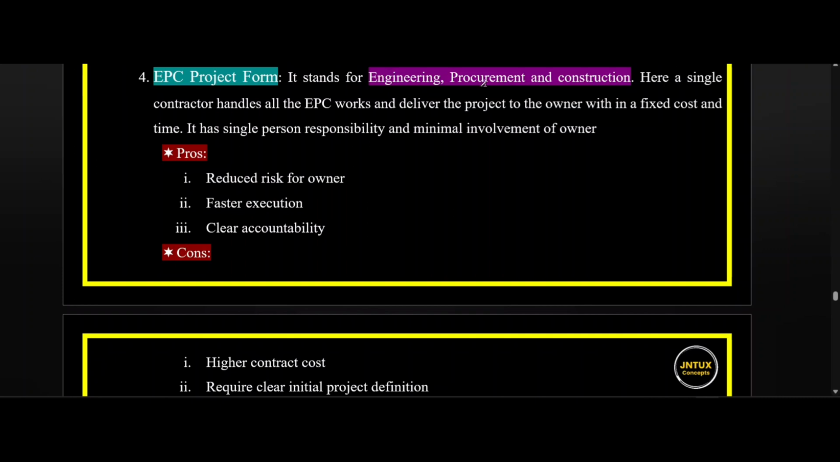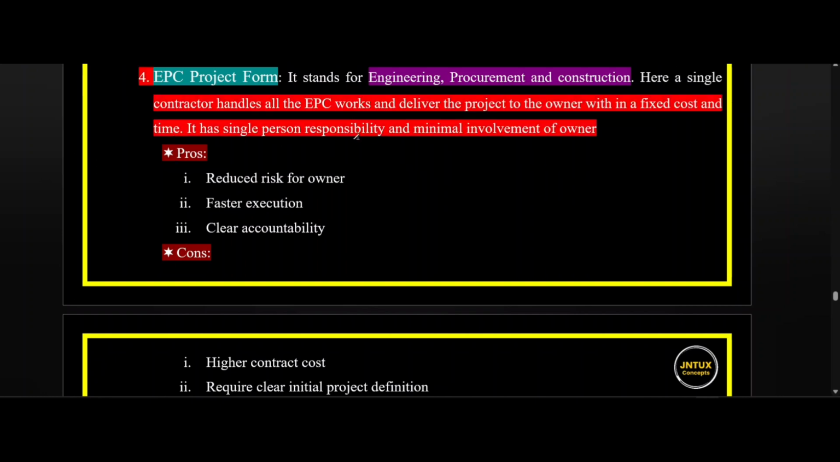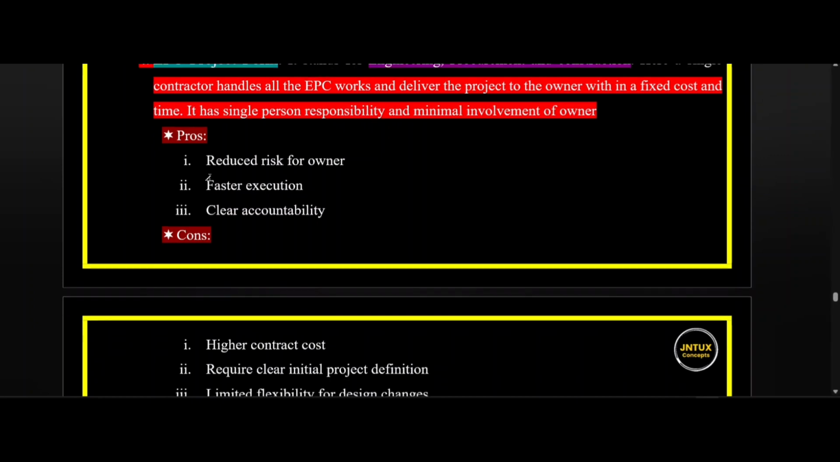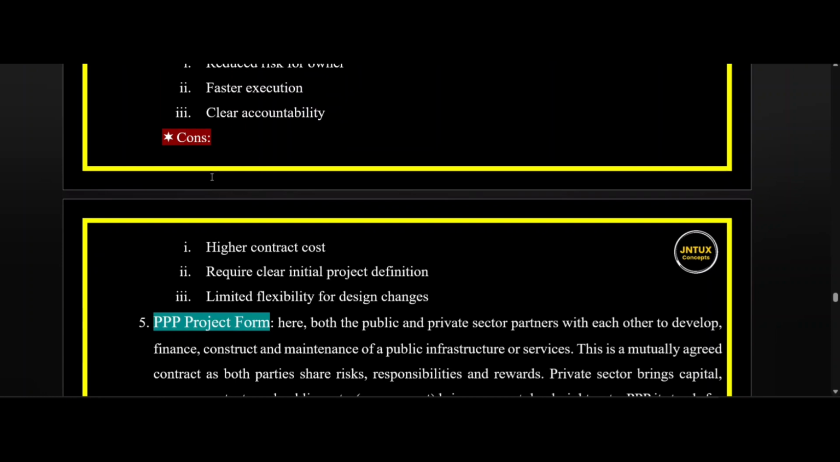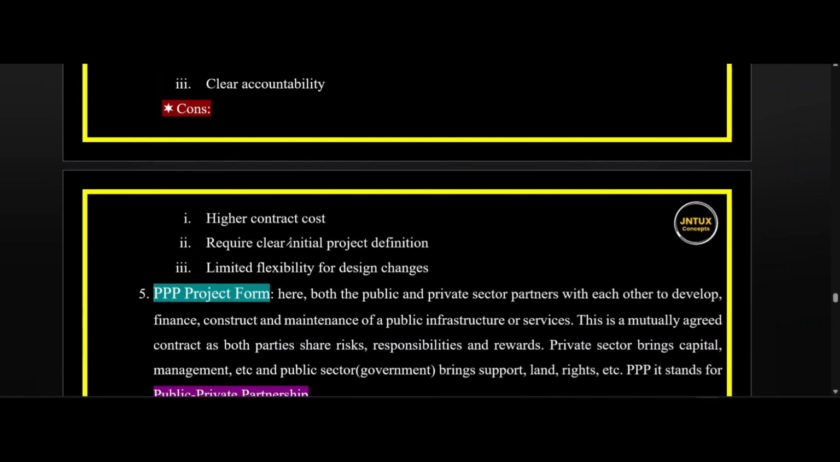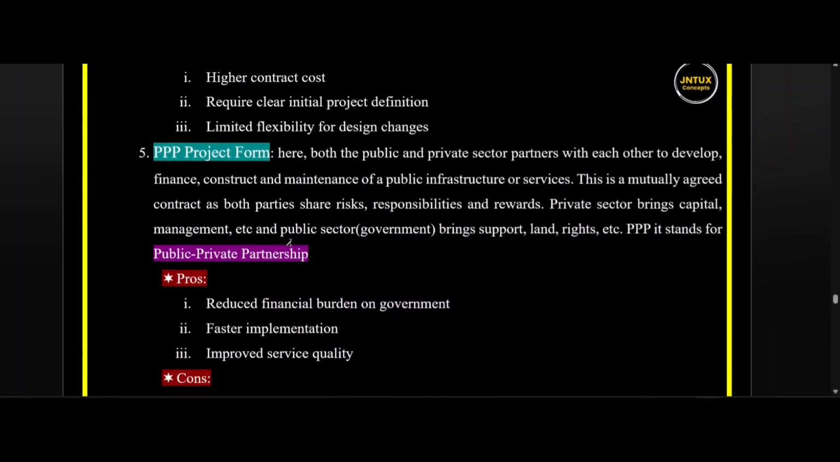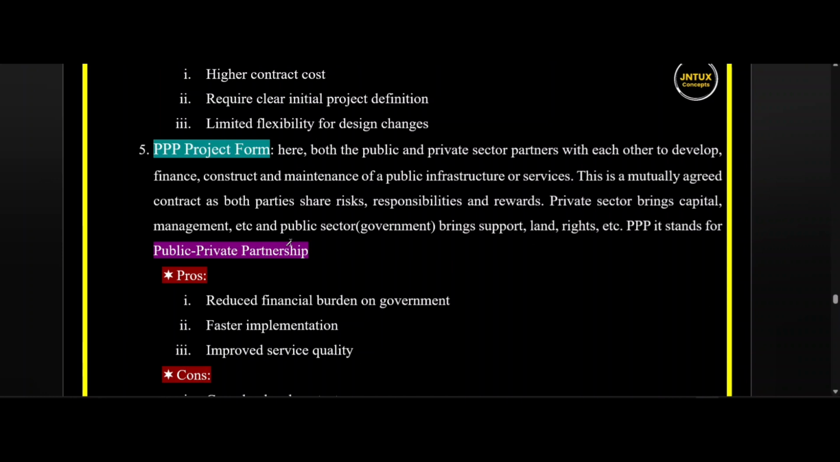It stands for engineering, procurement and construction project form. Here a single contractor handles all the EPC works and delivers the project to the owner within a fixed cost and time. It has single person responsibility and minimal involvement of owner. There are some pros for this type of project form. They are reduced risk for owner, faster execution of project, clear accountability of the project by the contractor. There are some disadvantages too, like higher contract cost, requires clear initial project definition, limited flexibility for design changes. So that's it about the fourth type of project form.